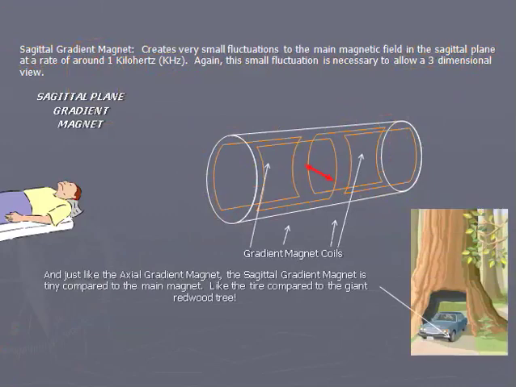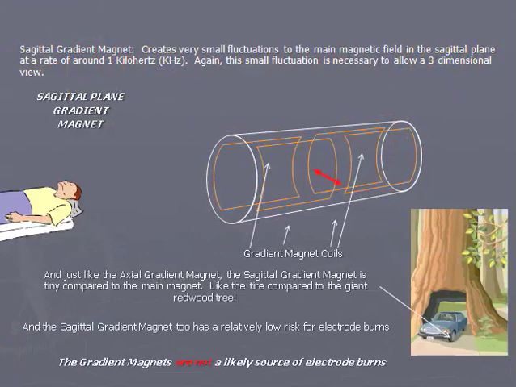And just like the axial gradient magnet, the sagittal gradient magnet is tiny, approximately 24 milliteslas compared to the main magnet, like the tire compared to the giant redwood tree. And the sagittal gradient magnet too has a relatively low risk for electrode burns. Again, the gradient magnets are not a likely source of electrode burns.